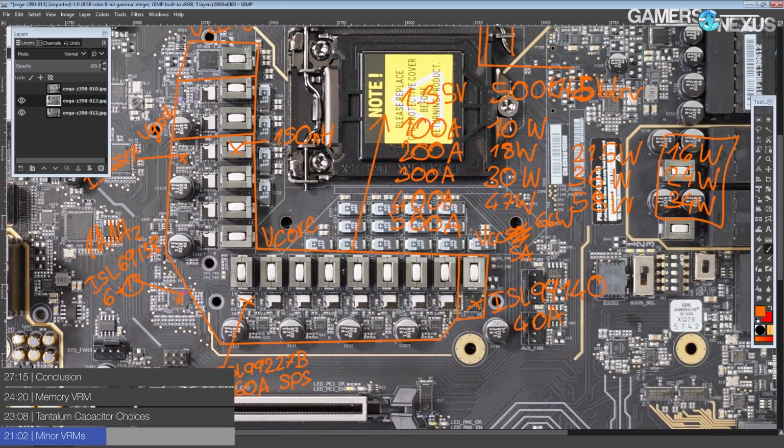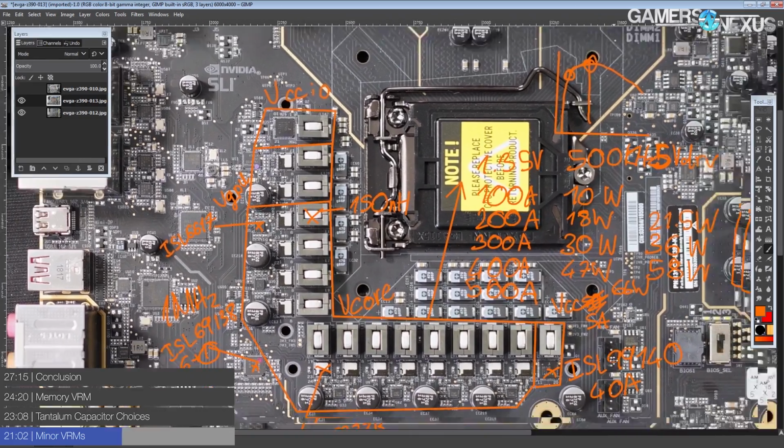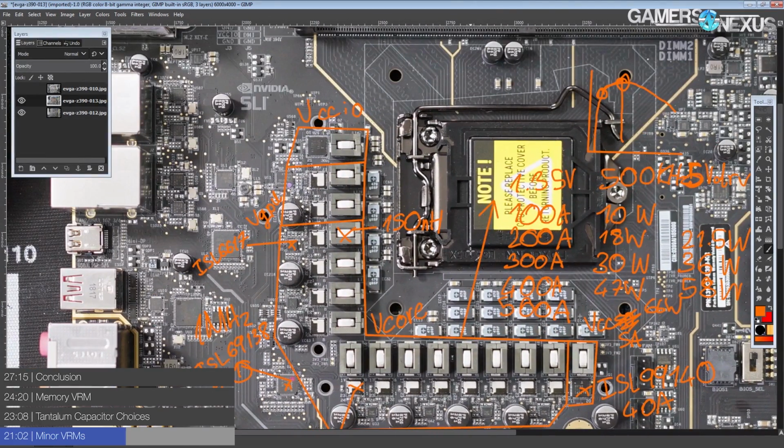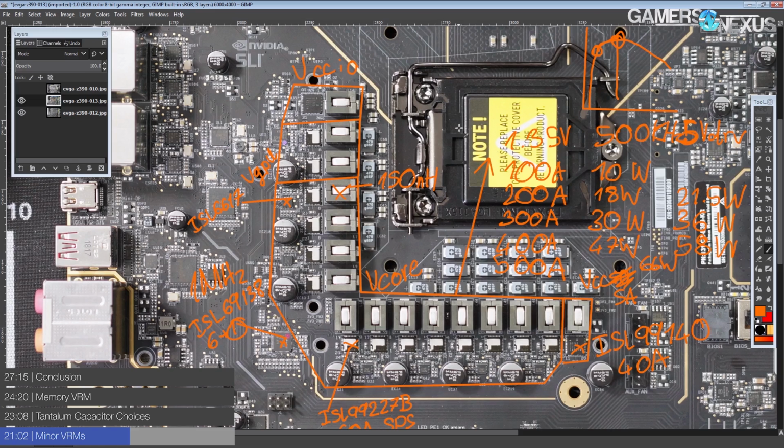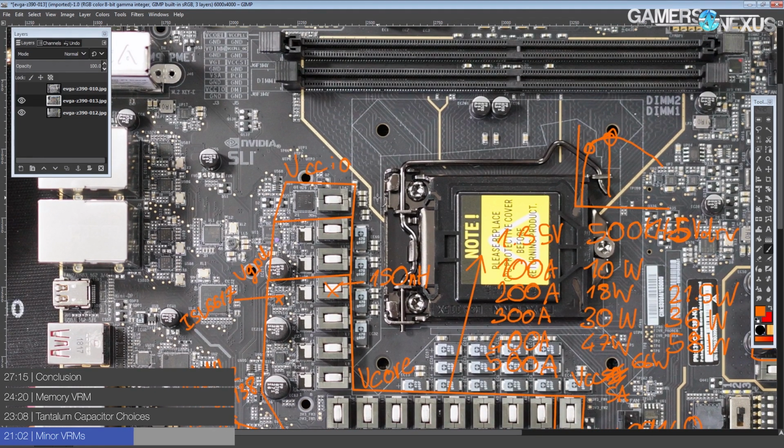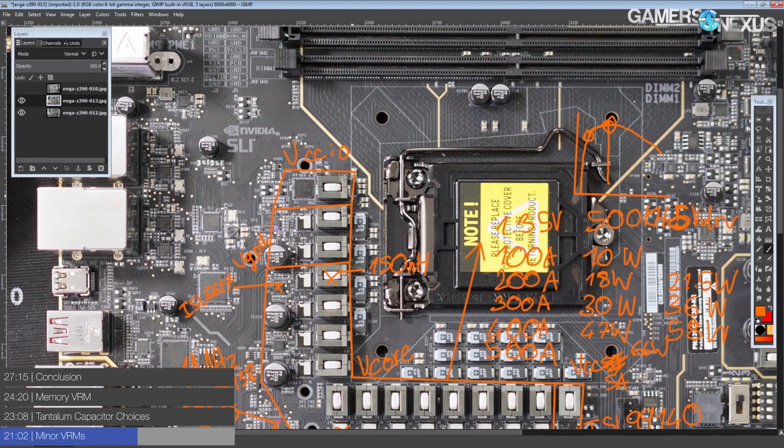Anyway, this is actually nicer than a lot of the VCCSA VRMs you find on a lot of other boards. But again, this is impractical levels of overkill, because the other boards also don't even need heatsinks, because System Agent just pulls so little power compared to Vcore or anything like that.